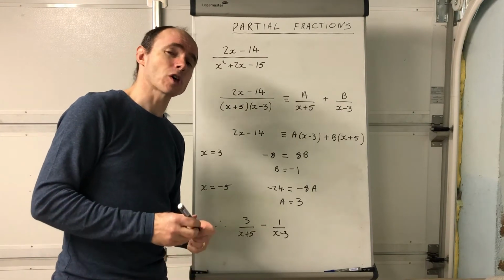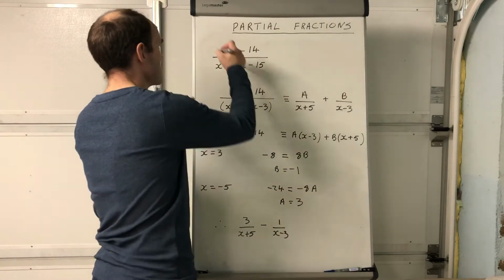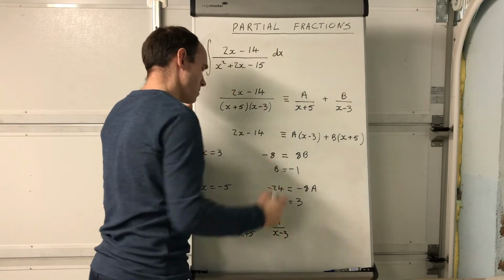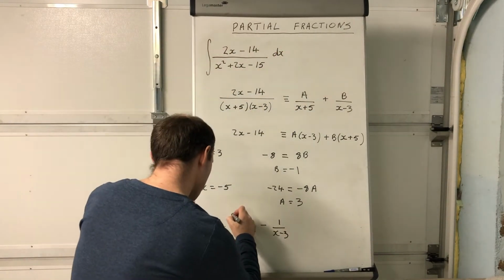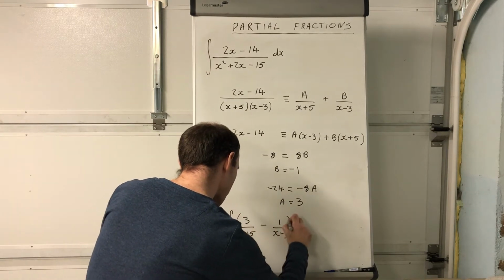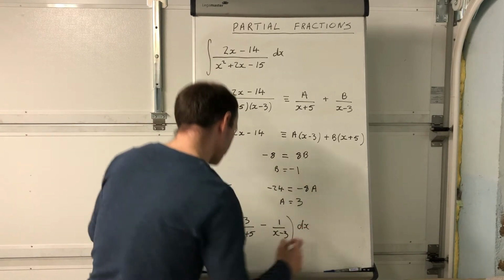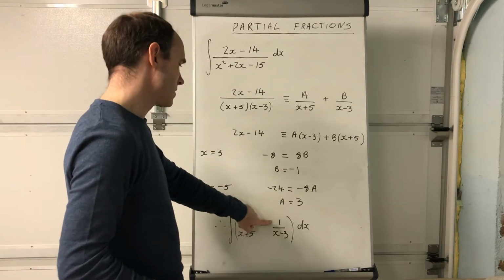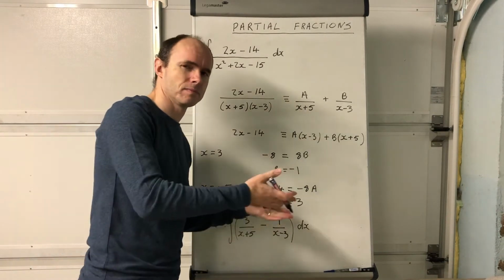So let's just go back to what I said earlier. What if this was an integration question? What if the question was to integrate that? Well, what you would do is integrate this, and it's quite simple. You have 3 times natural log of x plus 5, subtract natural log of x minus 3, plus a constant.